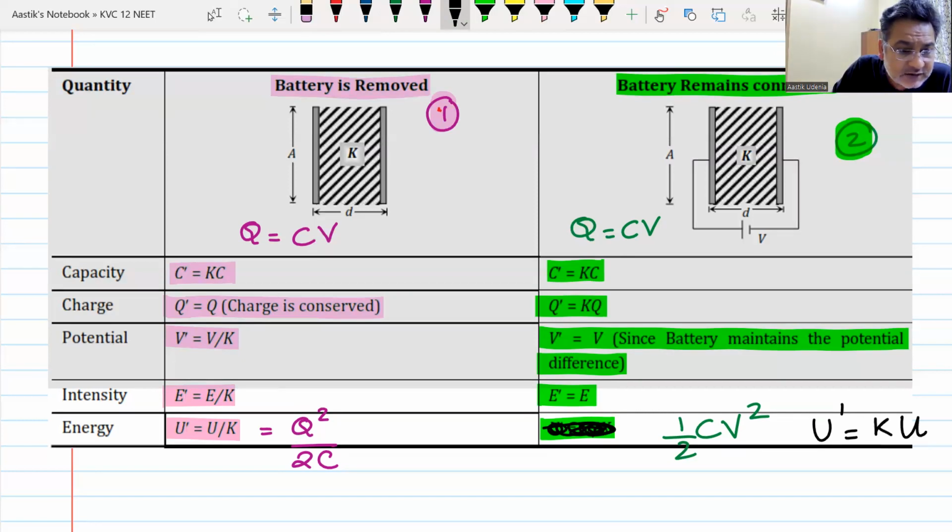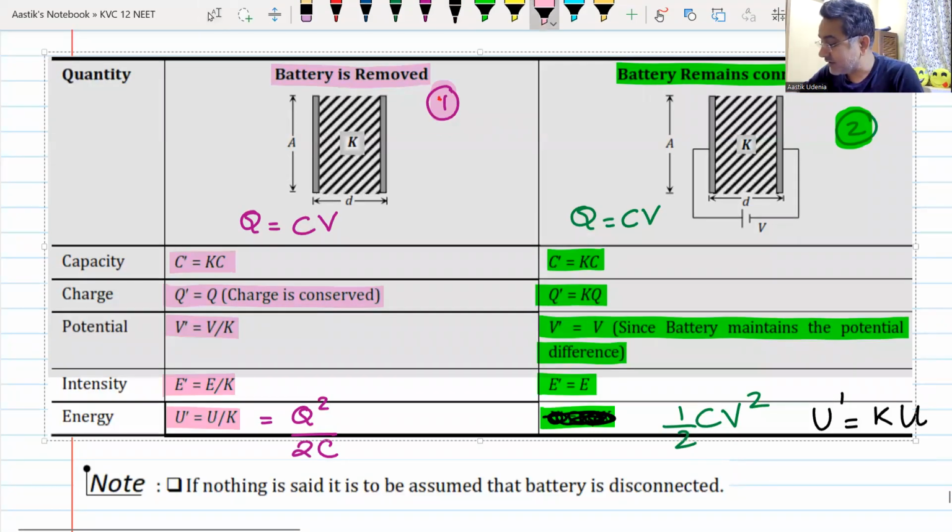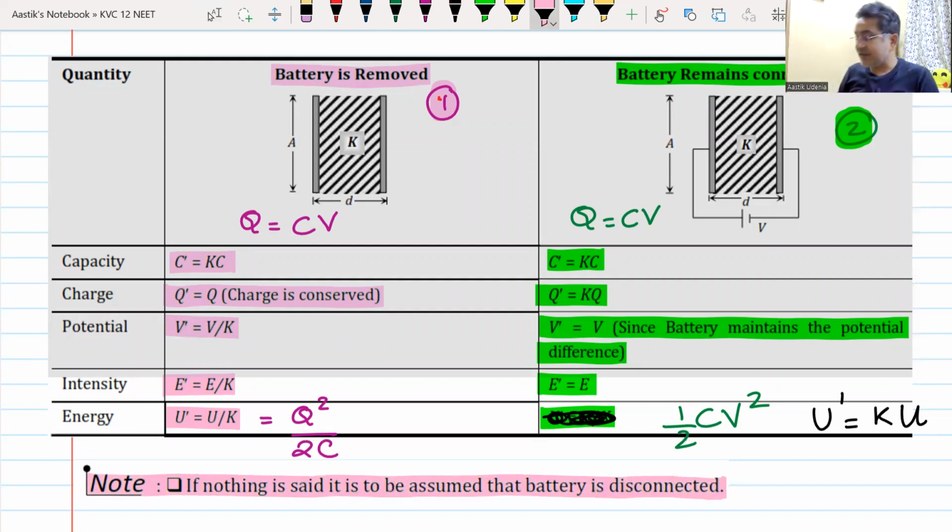Do we understand what I have discussed here? Have you everyone understood this? Yes, sir. Now in some cases it will not be given whether the battery is connected or disconnected. So if nothing is said, what will you assume? If nothing is said, then you will assume that the battery is disconnected, and that is the note that you will write. If it is just said we have a capacitor and we put the dielectric inside the capacitor, that means the battery is disconnected. Do we understand this?